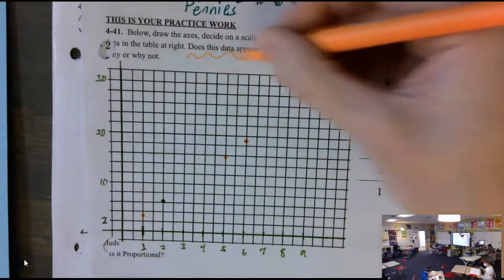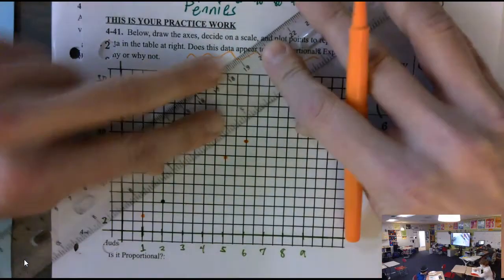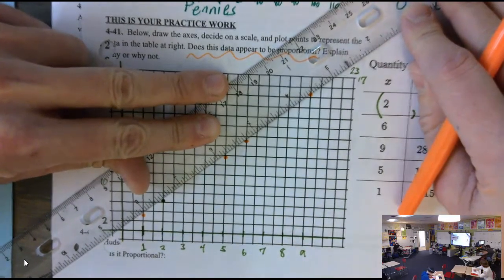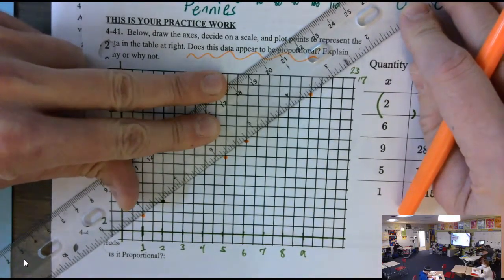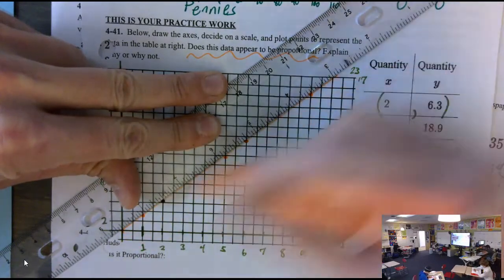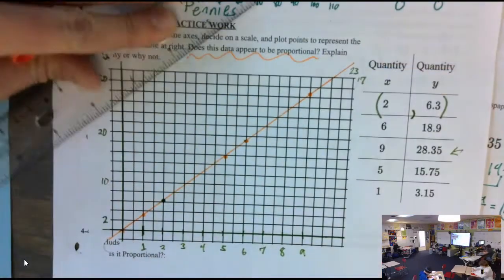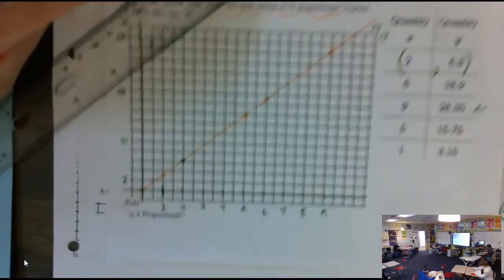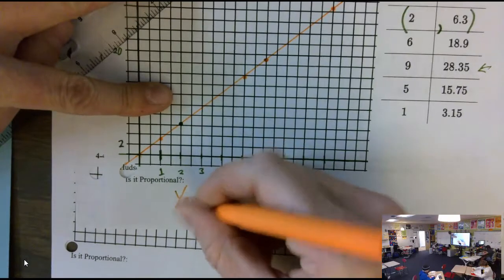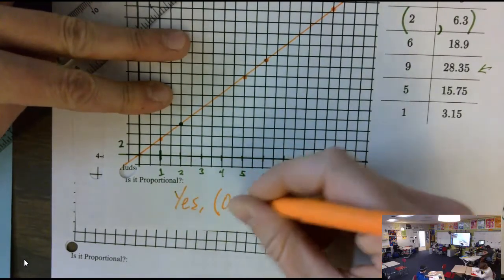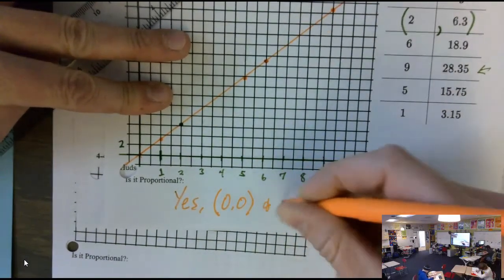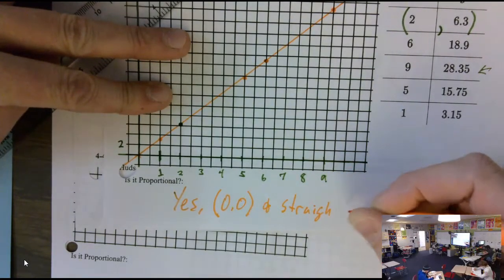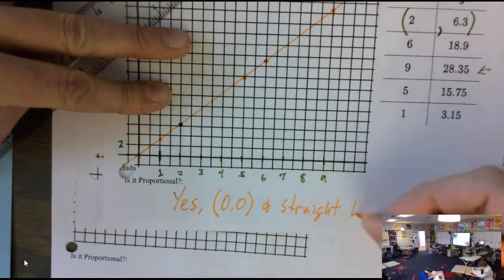Does the data appear to be proportional? Well, does it appear to be proportional? Does it seem to be a straight line that goes through 0, 0? Seems like it. So yes, we would say it does appear to be proportional. And the easy answer is we have 0, 0 and a straight line. Does not curve, does not bend, does not break. S-T-R-A-I-G-H-T.